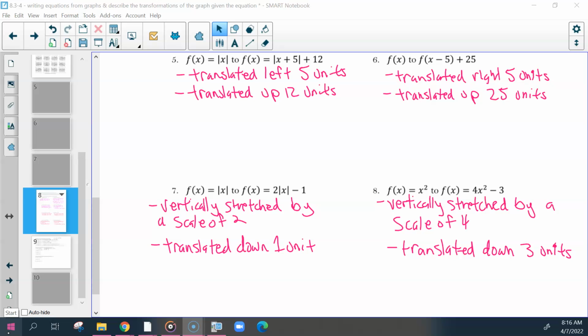Number 5 was translated left 5 units and translated up 12 units. 6 was translated right 5 units and translated up 25 units. 7 was vertically stretched by a scale of 2 and translated down 1 unit. And 8 was vertically stretched by a scale of 4 and translated down 3 units. Do we have questions on any of those 4?